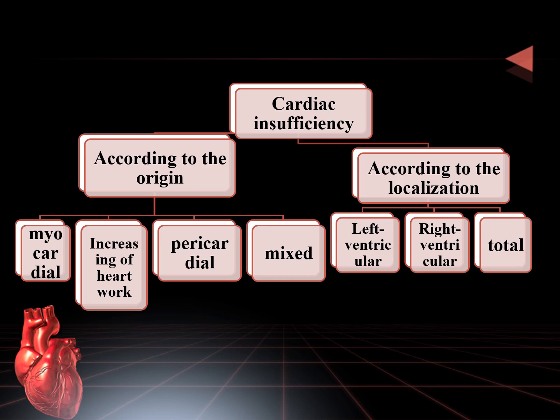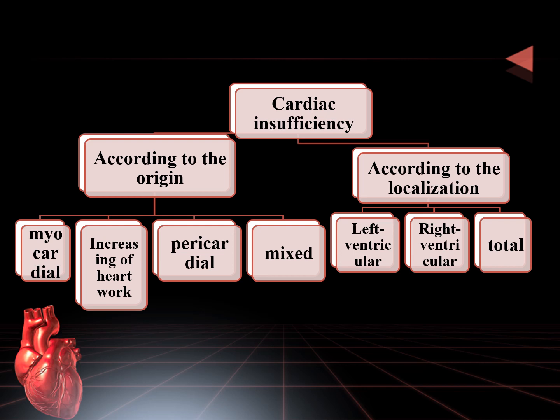Heart overload due to increased resistance occurs when the heart must overcome the increased resistance to the expulsion of blood. Such overload is observed with high blood pressure and narrowing of the heart orifices. Pericardial heart failure is observed in pericarditis, and mixed type heart failure develops with various combinations of the above-mentioned factors. Besides this, left ventricular, right ventricular, and total heart failure are distinguished.